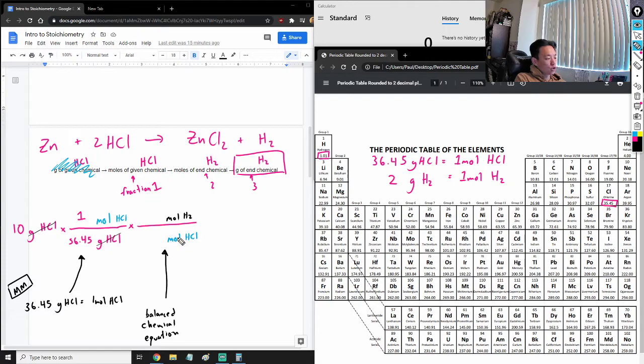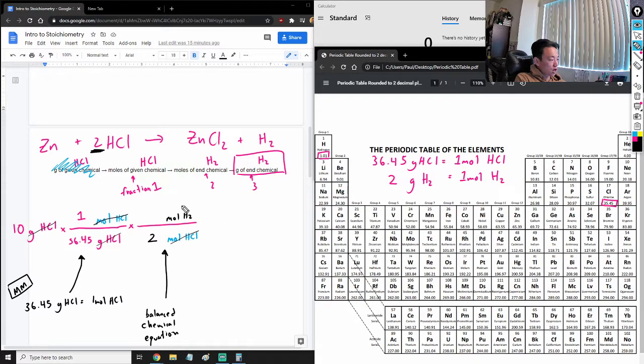So on the bottom, we have moles of HCl, and we want to cancel it out with the other one. So we're going to look for HCl in the chemical equation. If you look for HCl, what number is in front of HCl? It's the number 2. So we're just going to put the number 2 in front of moles of HCl, because chemical equations are talking about moles.